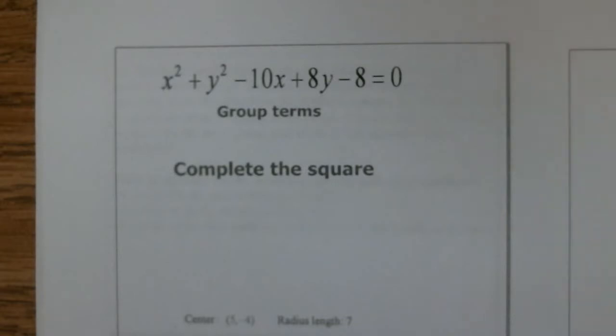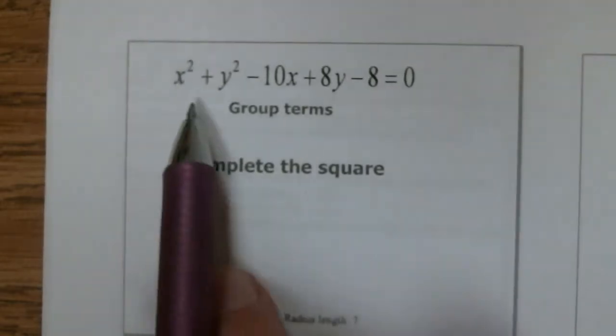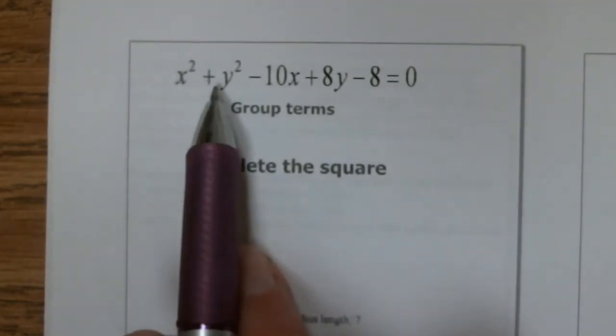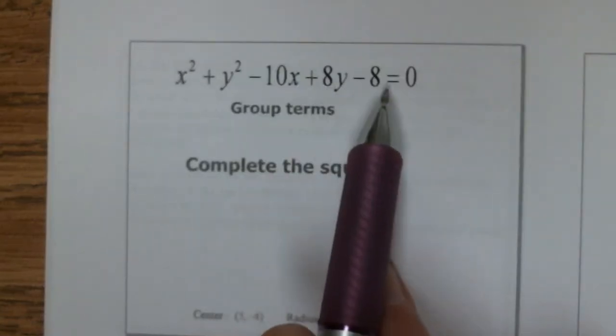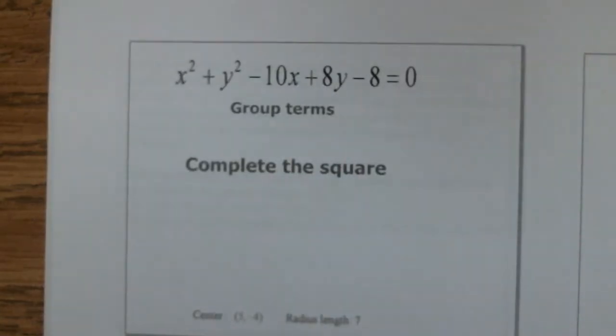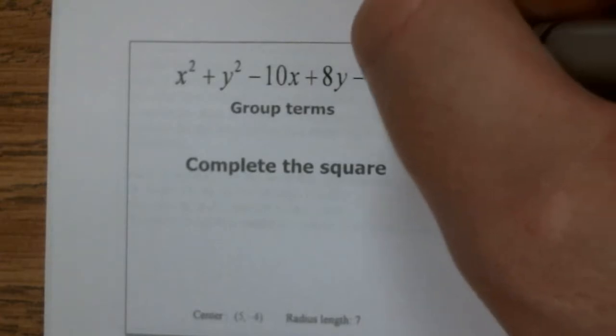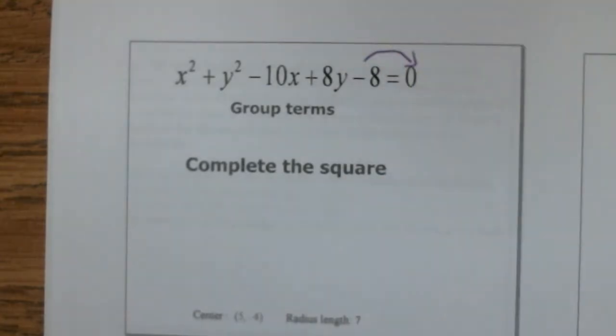Here's what it's going to look like. Here's a typical problem: x squared plus y squared, there are two squared terms, minus 10x plus 8y minus 8 is equal to 0. The first thing I want to do is move this constant to the other side of the equation, and then play the apples game. Let's get our x's together. I say apples and oranges, but it's really not combining like terms. We're just getting our x's together and our y's together.